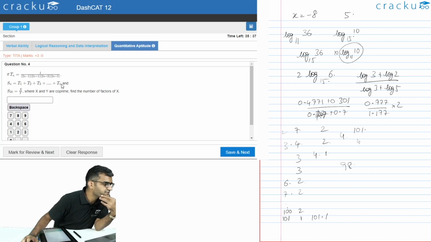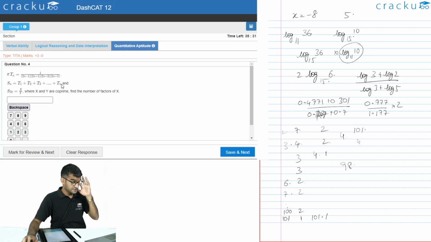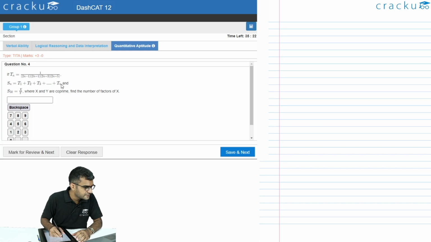T of n, S of 50 is x by y, where x and y are coprime. Find the number of factors of x. Okay, this is fine. This also should be possible. How is this possible? Let me look at the next one. This is T of 1 is 1 by 1 into 3 into 5 into 7 plus 1 by 3 into 5 into 7 into 9. This is T of 1, this is T of 2, right? Dot dot dot. What is T of 50?